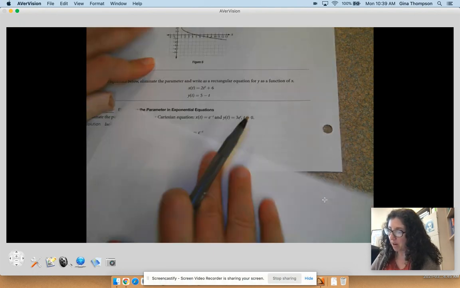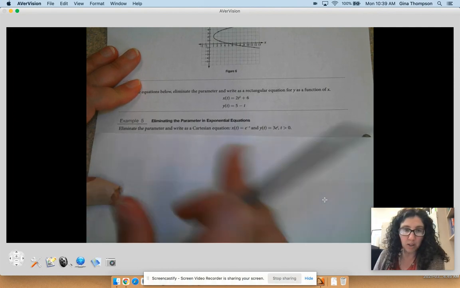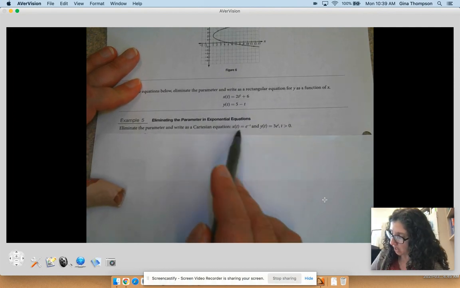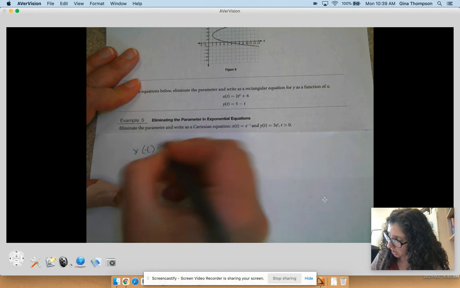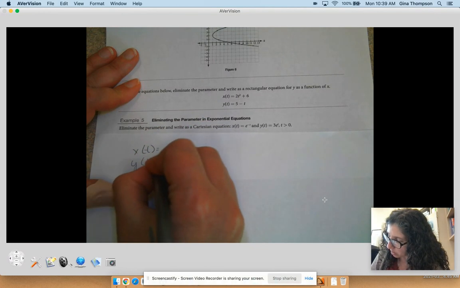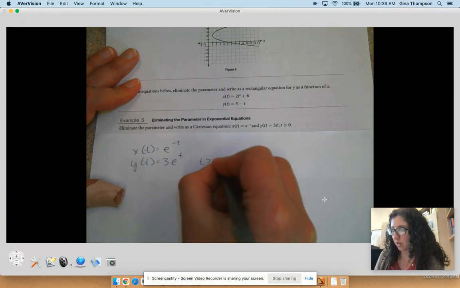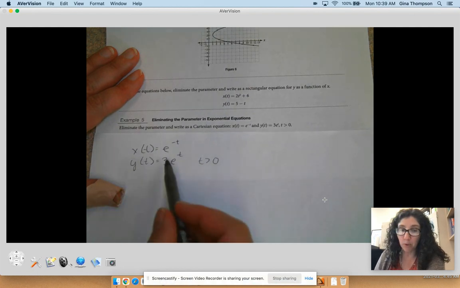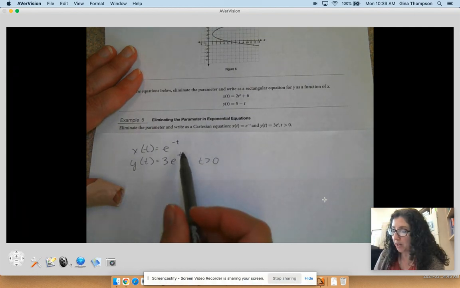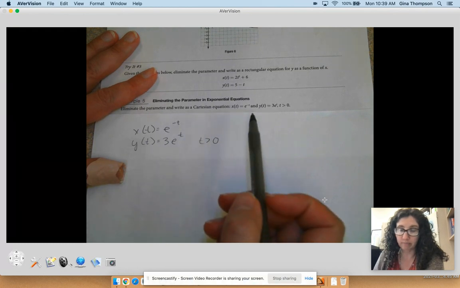All right, let's do a different kind of equation. What if we have an exponential equation that is parameterized? Eliminate the parameter. You have x of t equals e to the negative t, and y of t equals 3 e to the t. And this is just if t is greater than 0. Okay. So again, we could make a table and plot these points, or let's try to write this as just a Cartesian equation.